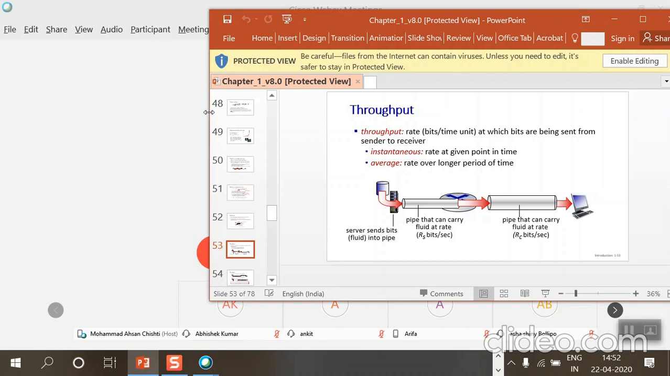Another term that is related to the throughput is known as goodput. Goodput is actually throughput but taken at the application layer. This we will again discuss when we reach the application layer.